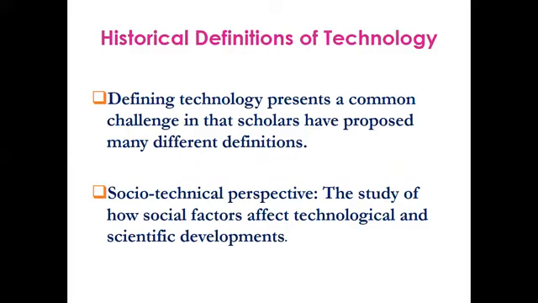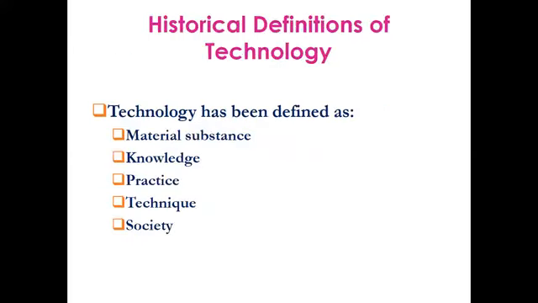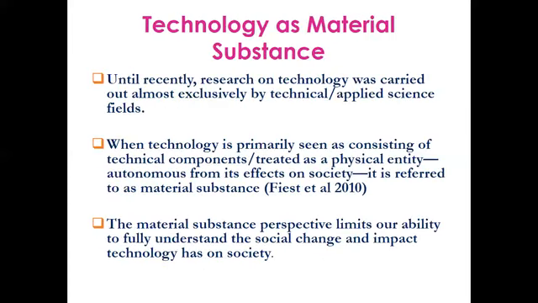So when we look at the historical definitions of technology, defining technology presents a common challenge in that scholars have proposed many different definitions. Today we are looking at 5 of those definitions, different perspectives. Socio-technical perspective: the study of how social factors affect technological and scientific development. So they have the 5 historical definitions of technology, beginning from material substance, knowledge, practice, technique, and society. We want to look at these in detail.